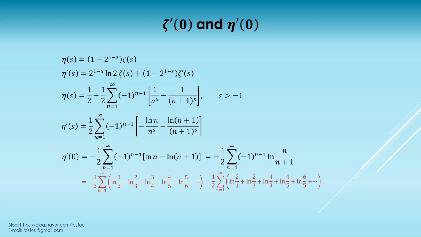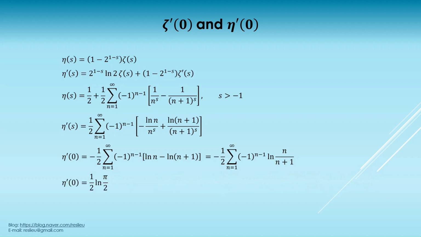The negative log is the log of the reciprocal, and since the sum of logs is equal to the log of the product, it becomes the log of the Wallis product. The Wallis product is the product of an even number repeated twice over an odd number repeated twice, which is like pi over 2. Therefore, eta prime 0 is 1/2 log 2 pi over 2.